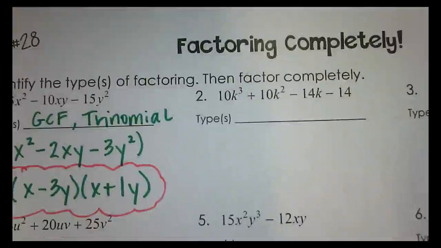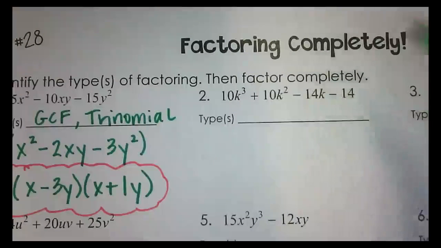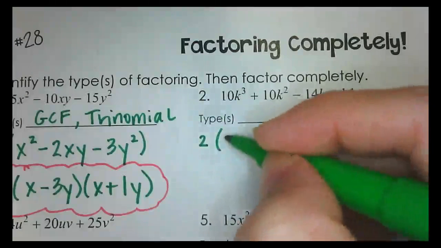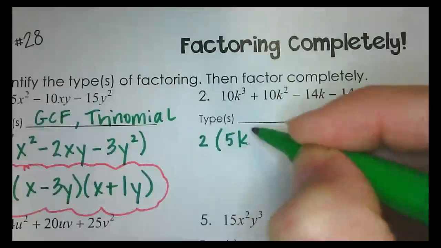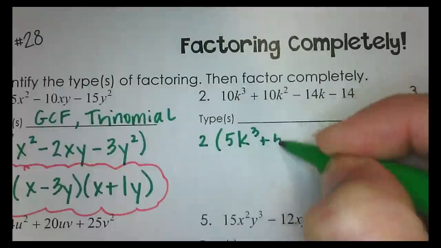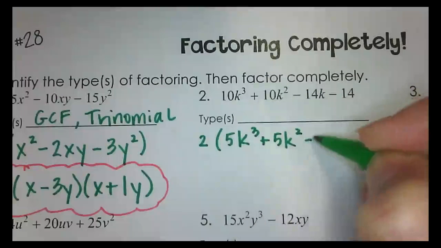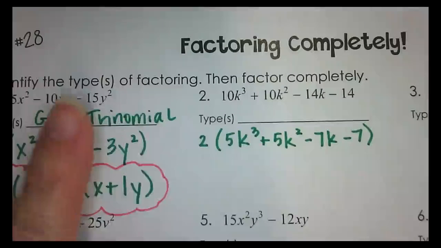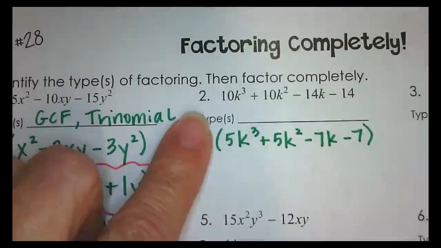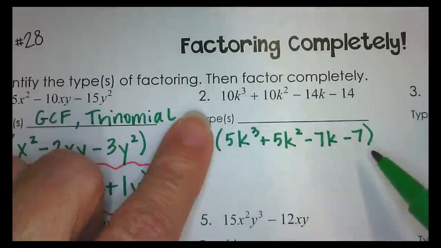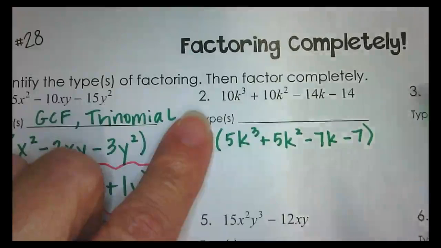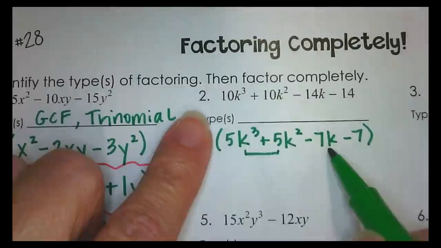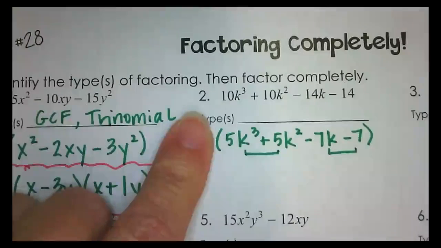All right, number 2. First thing I'm going to look for is GCF. So it looks like I can take out a 2 from everything. So that is going to leave me with 5k cubed plus 5k squared minus 7k minus 7. All right, now I'm going to ignore that for just a minute, and I'm going to focus on this. So this has 4 terms, so I'm going to try grouping. So I could put those 2 together and those 2 together.